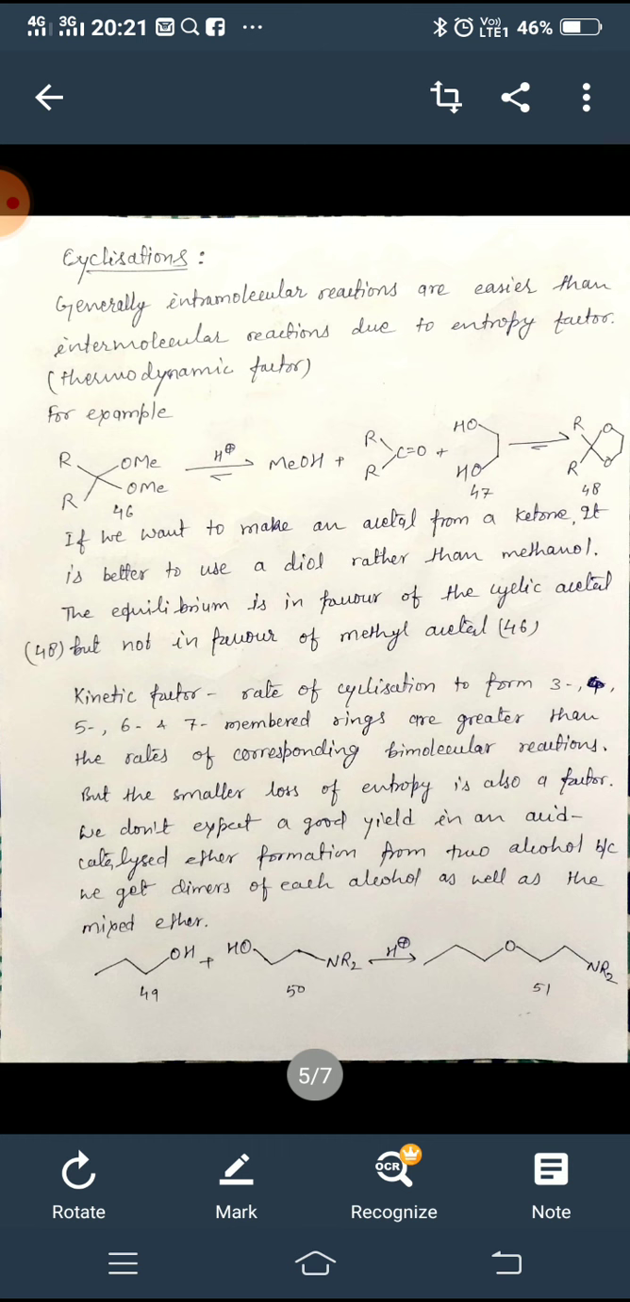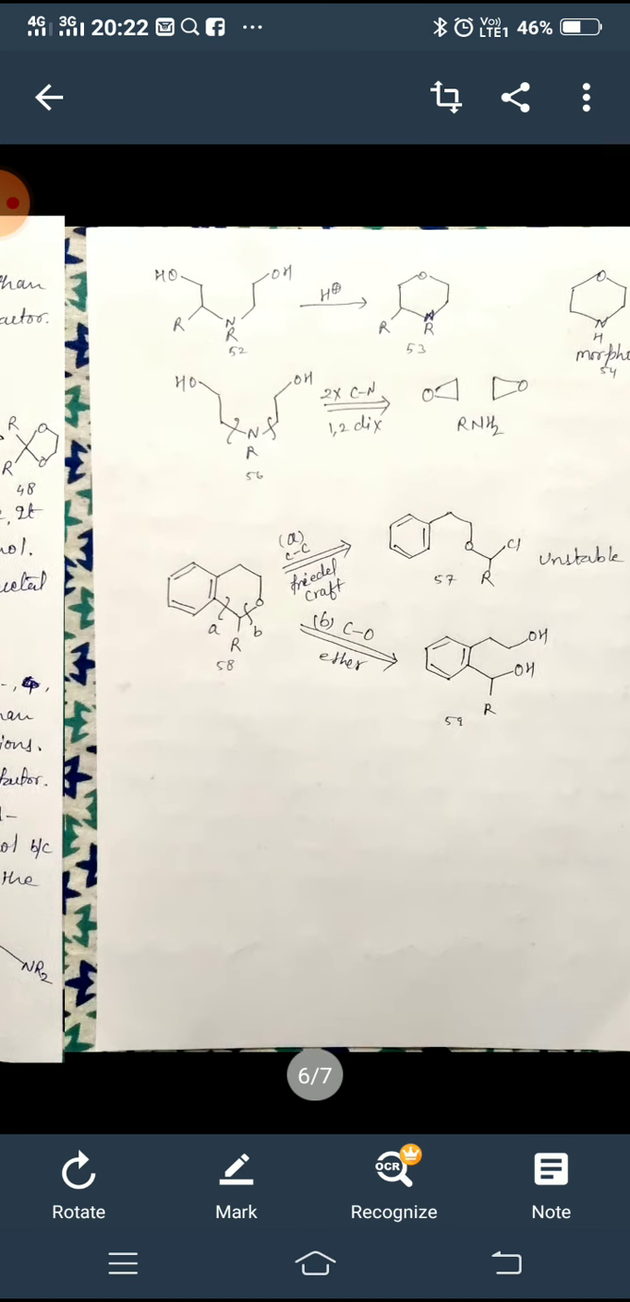And the second factor is the kinetic factor. The rates of cyclization to form 3, 5, 6, 7-membered rings are greater than the rate of the corresponding bimolecular reaction. But the smaller loss of entropy is also a factor. So we don't expect a good yield in the acid-catalyzed ether formation from two alcohols, because we get the dimer of each alcohol as well as the mixed ether, right?